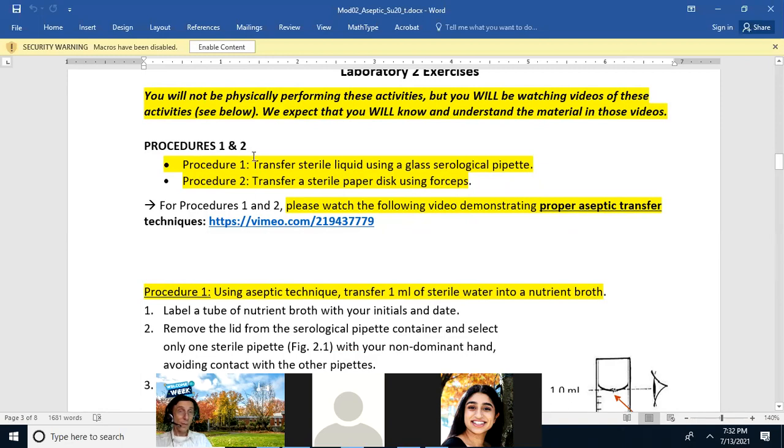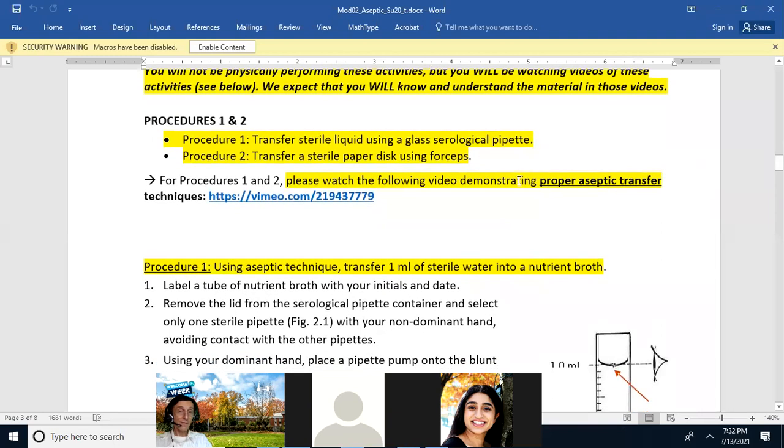In procedure 1, we're transferring a sterile liquid using a glass serological pipette. So we're transferring water, which is supposed to be sterile, from one container into a media, and then looking to see if that transfer was done aseptically. In procedure 2, we're going to transfer a sterile paper disc, using forceps to pick up the disc and put it into the media. And then watch the video demonstrating proper aseptic techniques.